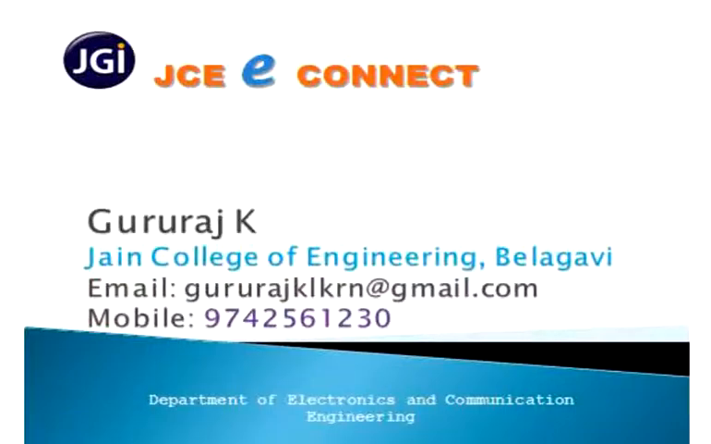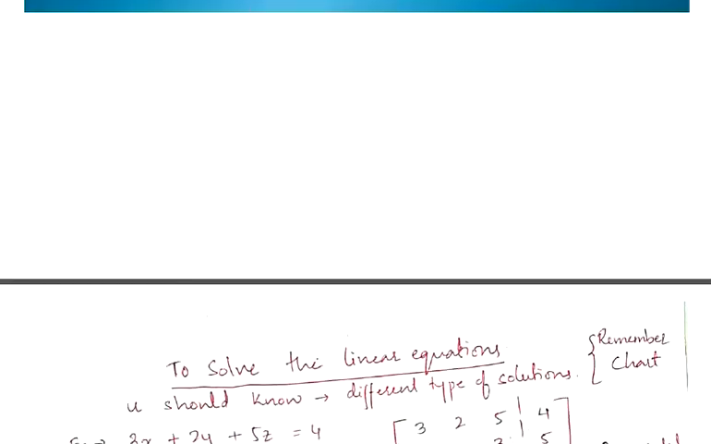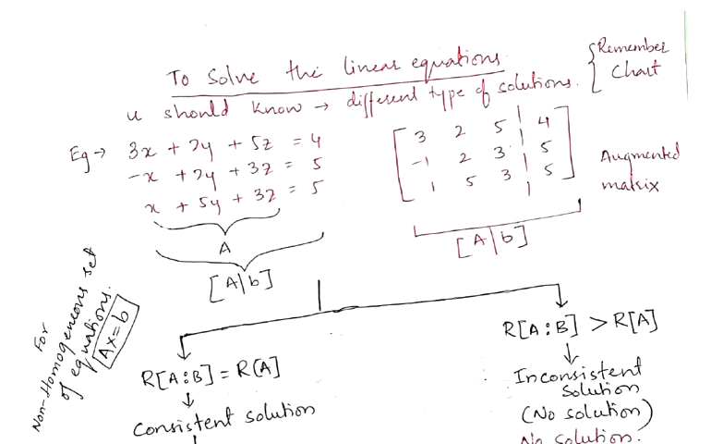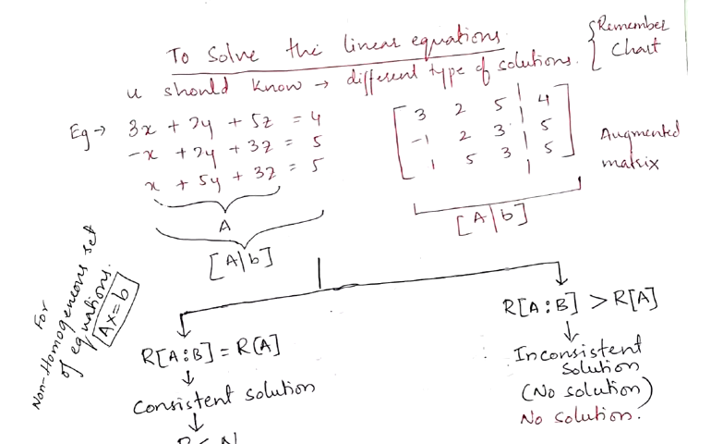Hello all. This small video I am making is just to revise the different types of solutions of linear equations. There are two kinds of sets of equations. One is the homogeneous type, and the other is the non-homogeneous type. This is for the non-homogeneous set of equations. Non-homogeneous in the sense that the right-hand side is not equal to 0, it will be equal to some value.